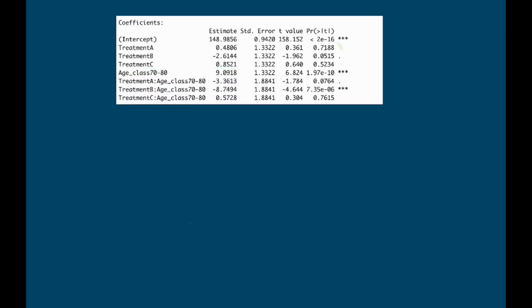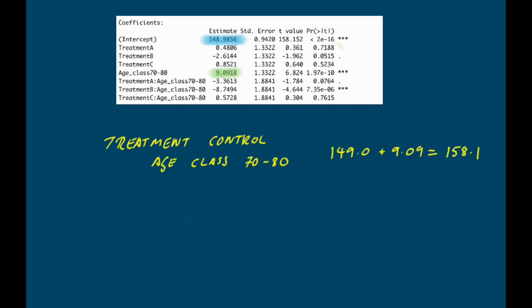Let's move on and see how we can calculate the actual means for these final treatment combinations. So for controls and age class 70 to 80, it's straightforward. That coefficient is telling us the effect of going from age class 40 to 50 to 70 to 80 when we have the control treatment. So the final estimated mean for that combination of factor levels is 149 plus 9.09, which is 158.1.